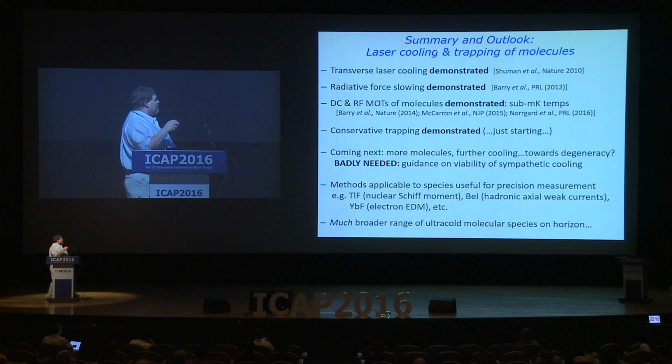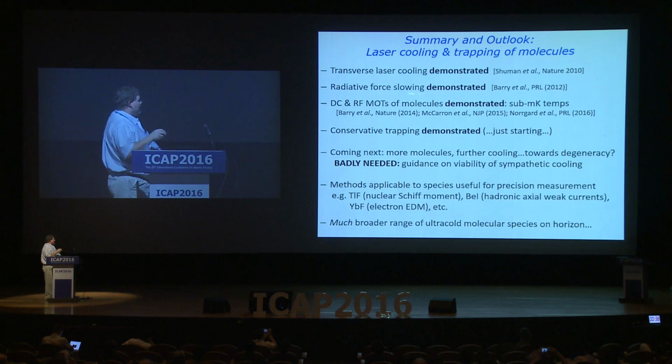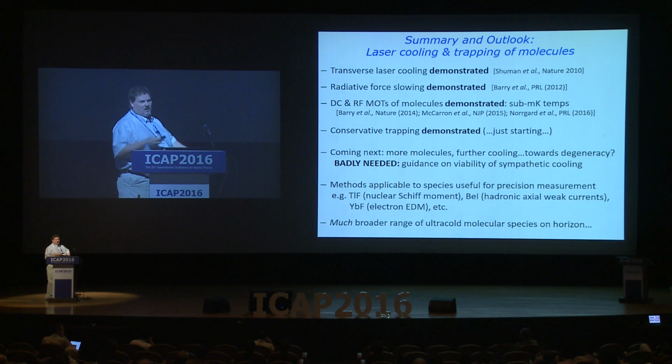Just run through a quick summary and outlook. We've shown that it's possible to do transverse laser cooling, which again has applications for brightening molecular beams. We've demonstrated that we can slow molecular beams enough to trap them. We've demonstrated magneto-optical traps, now down to sub-millikelvin temperatures. And we've just, in the last few days, demonstrated that we can take molecules from this MOT and load them into conservative traps, just like we're used to doing with atoms.